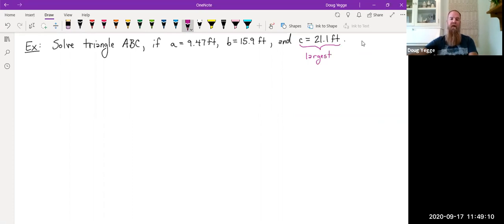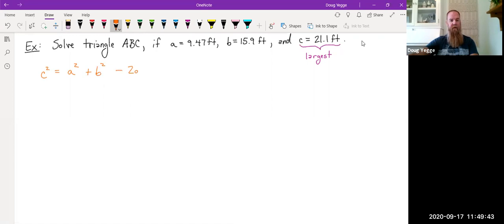So I'm going to solve for the largest angle first, because then I'll be guaranteed that if the cosine value is negative, I know the answer is obtuse. If the cosine value is positive, I know it's an acute angle. So that's why we're going to start the equation by saying c squared equals a squared plus b squared minus 2ab cosine of angle C.